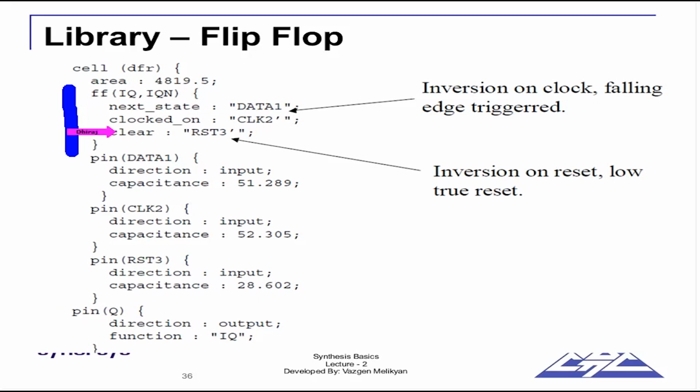Clear is RST3. It is an asynchronous clear. It tells that there is an inversion on reset. Again there's a single quote here. So whenever the RST3 goes low, Q is cleared. So it becomes 0.